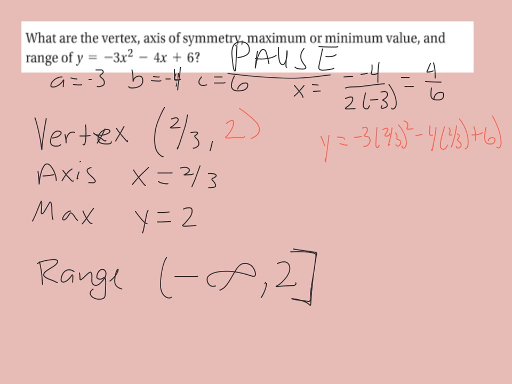Your vertex, if you were to follow your equation, it's the opposite of negative 4, so that would become positive 4, over 2 times negative 3, because that's your a. You get 4/6 or 2/3. If you plug 2/3 into your equation, you get 2 out.